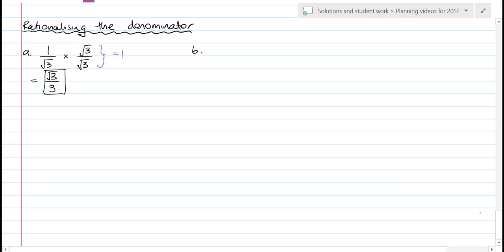Let's have a look at example B. 2 over root 7. In this case, we want to multiply the bottom by root 7, so we multiply the top by root 7. And this comes out as 2 root 7 over 7. Now, of course, we always do a check to see if we can simplify the fraction or simplify the surd, and in this case we can't. So that's our final answer.